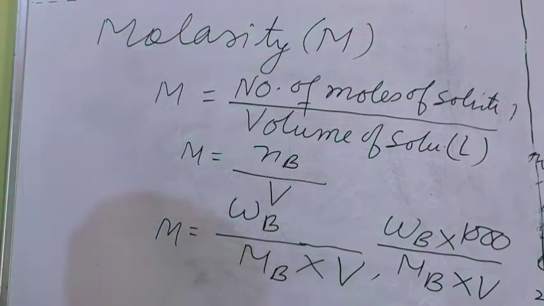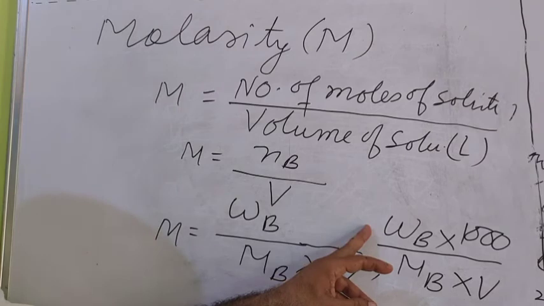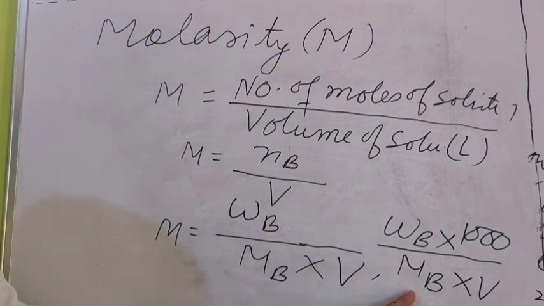So this formula is used when volume is in liter, and this formula is used when volume is given in milliliter or centimeter cube. So molarity becomes equal to WB, the mass of solute, upon molar mass of solute, and V is the volume in centimeter cube or milliliter. So from the definition, the unit that can be used is moles per liter, or simply you can say molar.